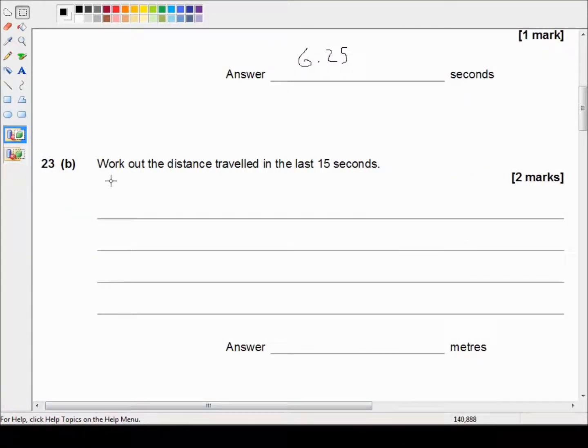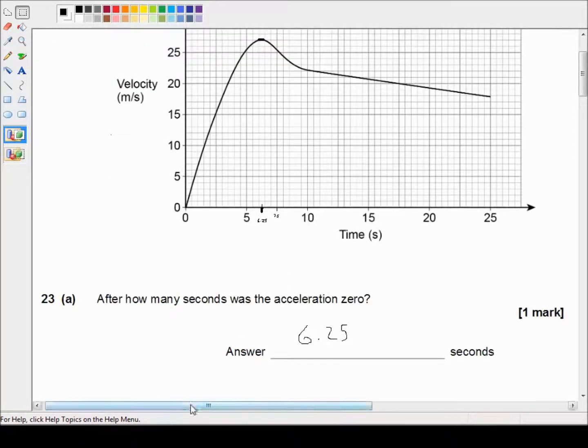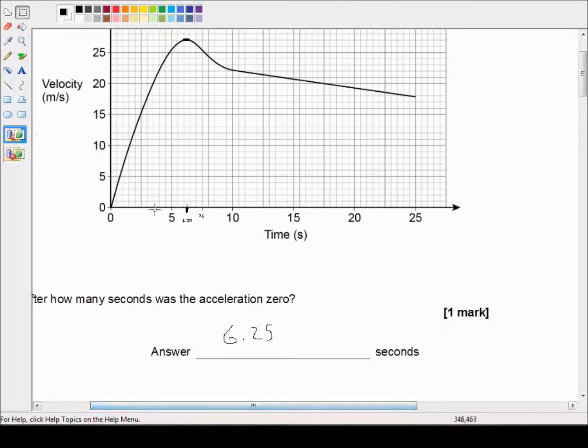Okay, so 23b says work out the distance travelled in the last 15 seconds. Okay, well, just as the slope of a velocity time curve is acceleration, so the area underneath a velocity time curve is the distance. And we want the distance travelled in the last 15 seconds. I know that the temptation is to misread the question and to go up to 15 and to try and calculate this area here, which we don't want to do. That's wrong.